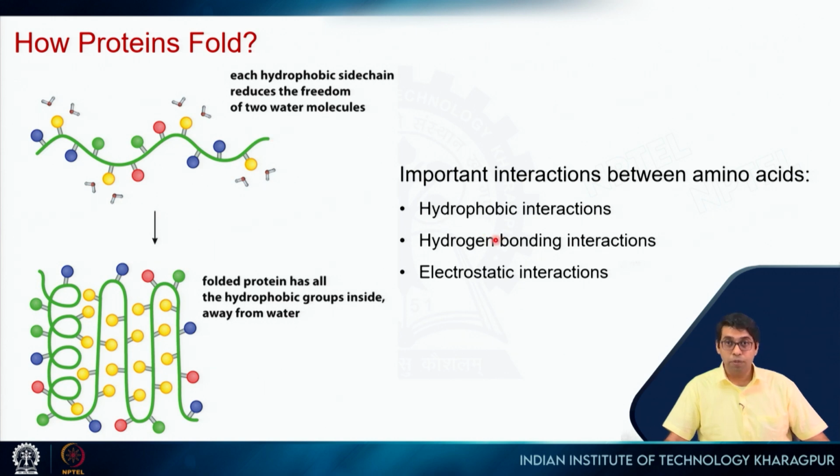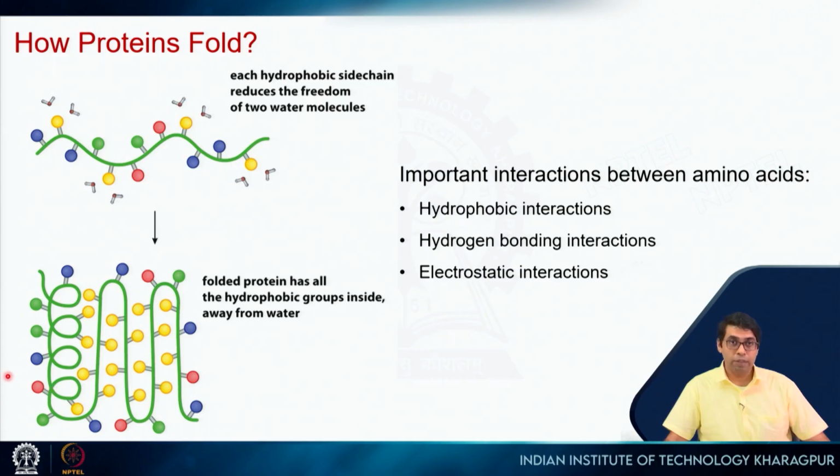Then there is hydrogen bond. We have already seen that in case of secondary structures. So alpha helices will have a pattern of hydrogen bonds, beta strands will have another pattern of hydrogen bonding interactions, and then there are electrostatic interactions between charged groups. So if this is a negatively charged side chain and if this is a positively charged side chain, they can interact with each other and they can stabilize this final folded form.